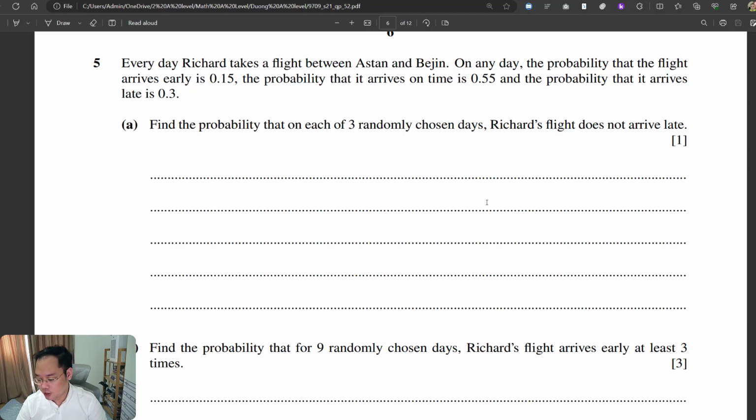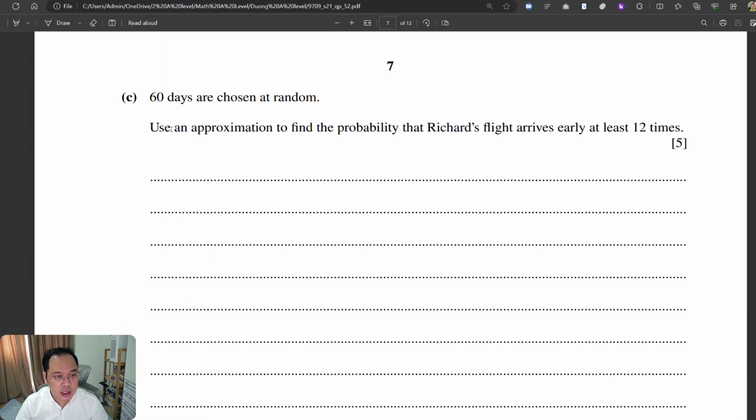Every day Richard takes a flight between Aston and Beijing. On any day, the probability that the flight arrives early is 0.15. The probability that it arrives on time is 0.55, and the probability that it arrives late is 0.3. We're doing question C. 60 days are chosen at random. So this is the number of trials, n, which is 60, a pretty large value. Use an approximation to find the probability that Richard's flight arrives early at least 12 times.